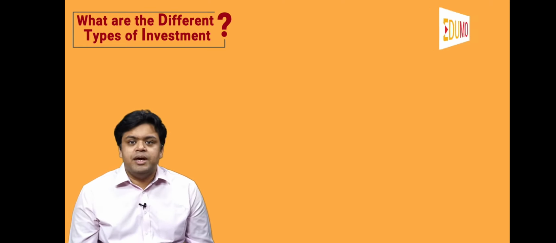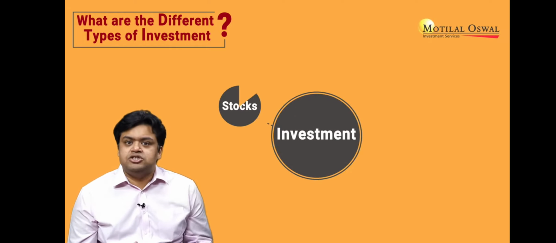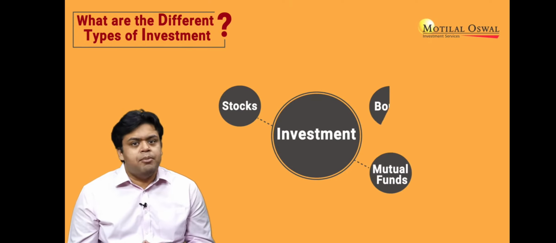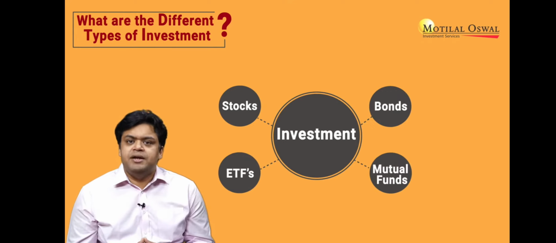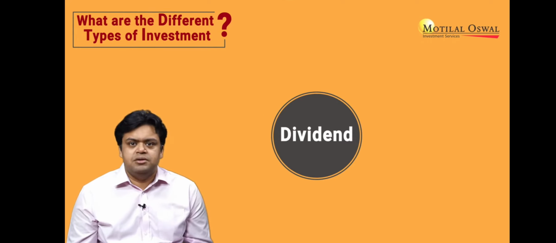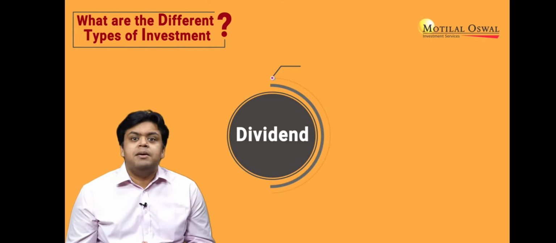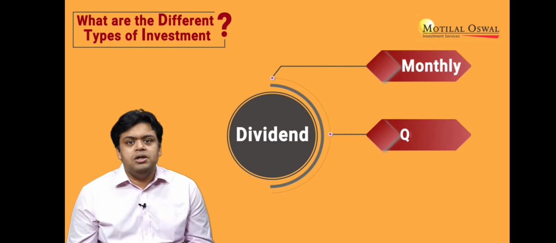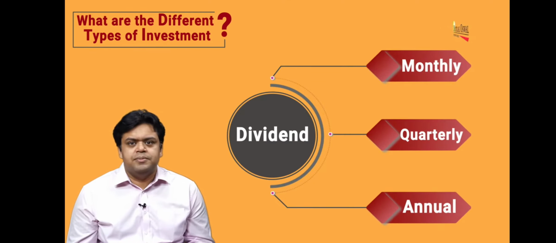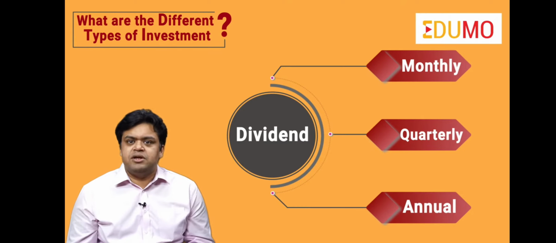One of the ways in which an investment like stocks, mutual funds, bonds and ETFs provide income is in the form of dividend. Many investments pay a dividend monthly, quarterly or annual distributions. This is a form of passive income which could ultimately replace one's paycheck.